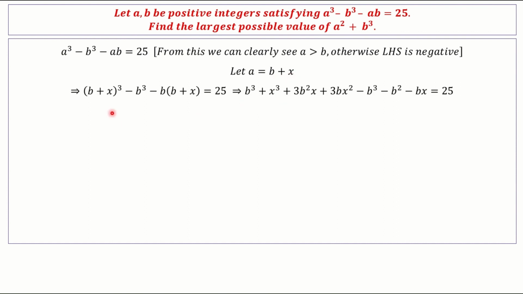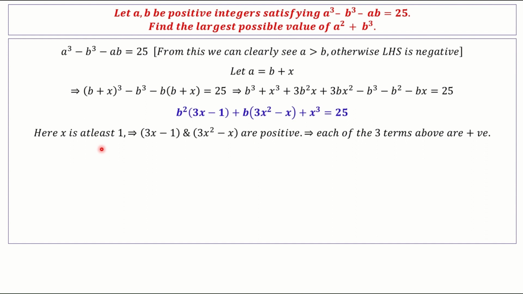Then just replace. (b + x)³ − b³ − b(b + x) equal to 25, which means these are the values you will get. Simplifying, you will get b²(3x − 1) + b(3x² − x) + x³ equal to 25. Here x is at least 1, right? Otherwise, it will become equal. So this should be a minimum of 1. So 3x − 1 and 3x² − x are positive, correct?